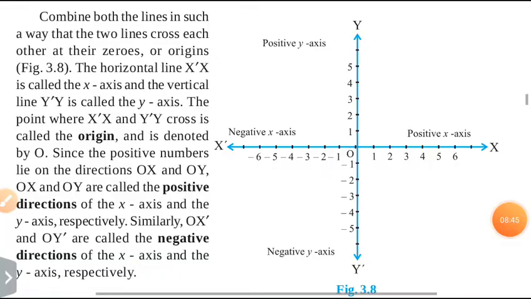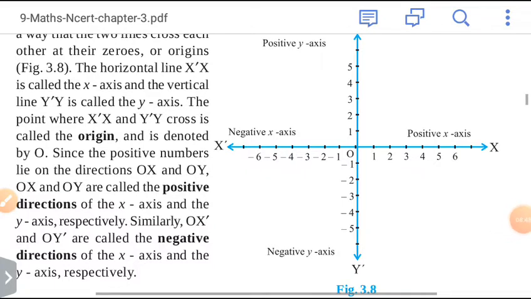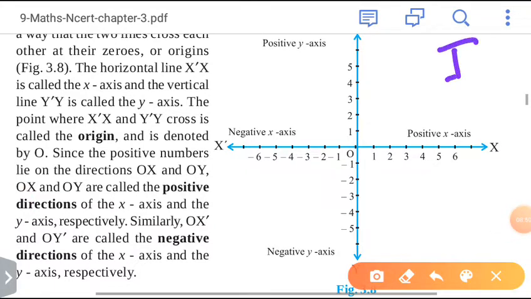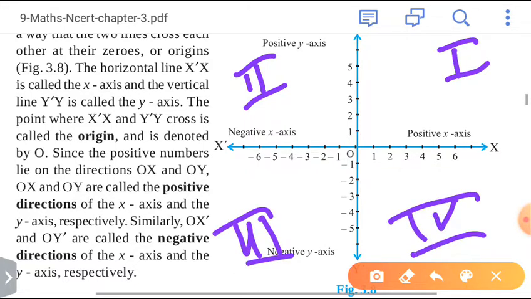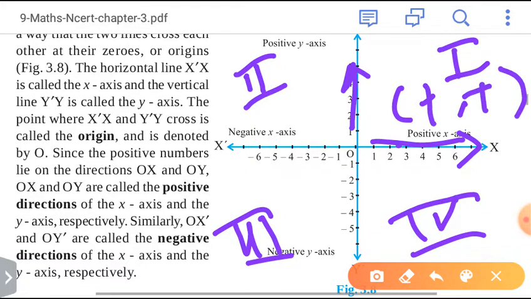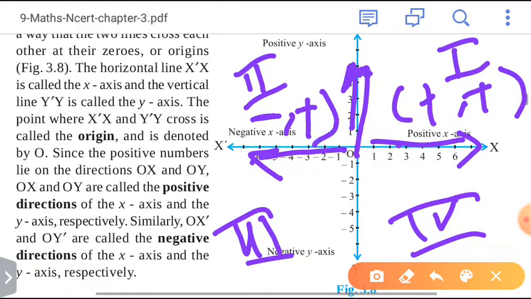Now, as we know, this is the first quadrant, second, third and fourth. You will see that in the first quadrant the x coordinate is positive and the y is also positive. That means x is positive and y is also positive. But in the second quadrant, x is negative but y is positive. So in between these two lines, x is negative and y is positive.